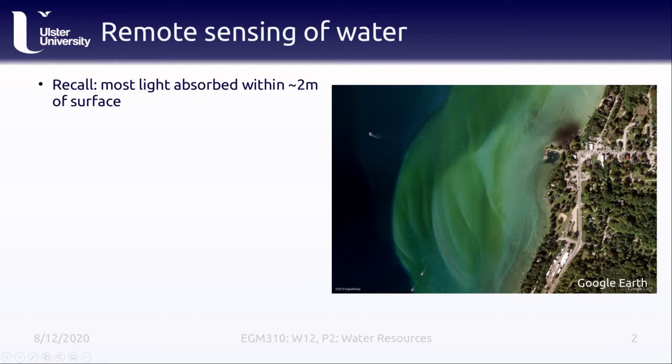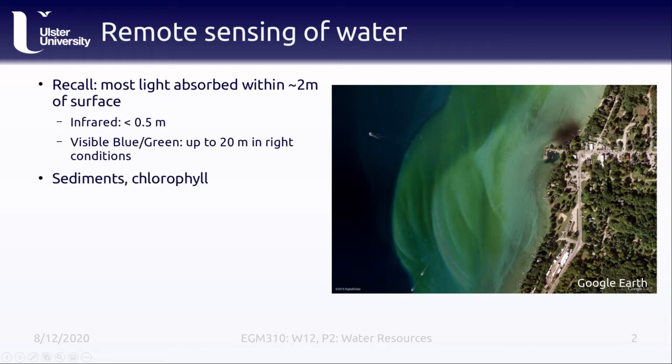Remember that most electromagnetic radiation is absorbed within about 2 meters of the surface of water, depending on the wavelength. For infrared light, there is very little penetration below about half a meter, while for visible blue or green light, we can get penetration down to about 20 meters depth under the right conditions, normally calm, clear water. Suspended sediments or other particles or chlorophyll from phytoplankton will determine how much light is reflected and at what wavelengths.